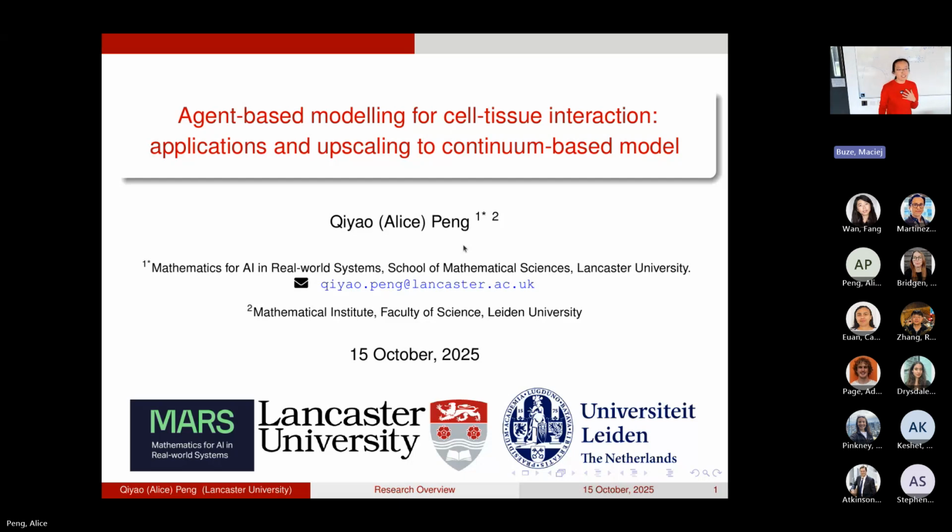For people who have already discussed the research with me, you know that I'm an agent-based model person, and I specifically work on cell-tissue interactions and their applications, including wound healing, cancer cell metastasis, and basically everything related to cell-tissue interaction. Another main part of my research is model upscaling, which is how to upscale the model from the agent-based setting to the continuum, or so-called PDE, setting.